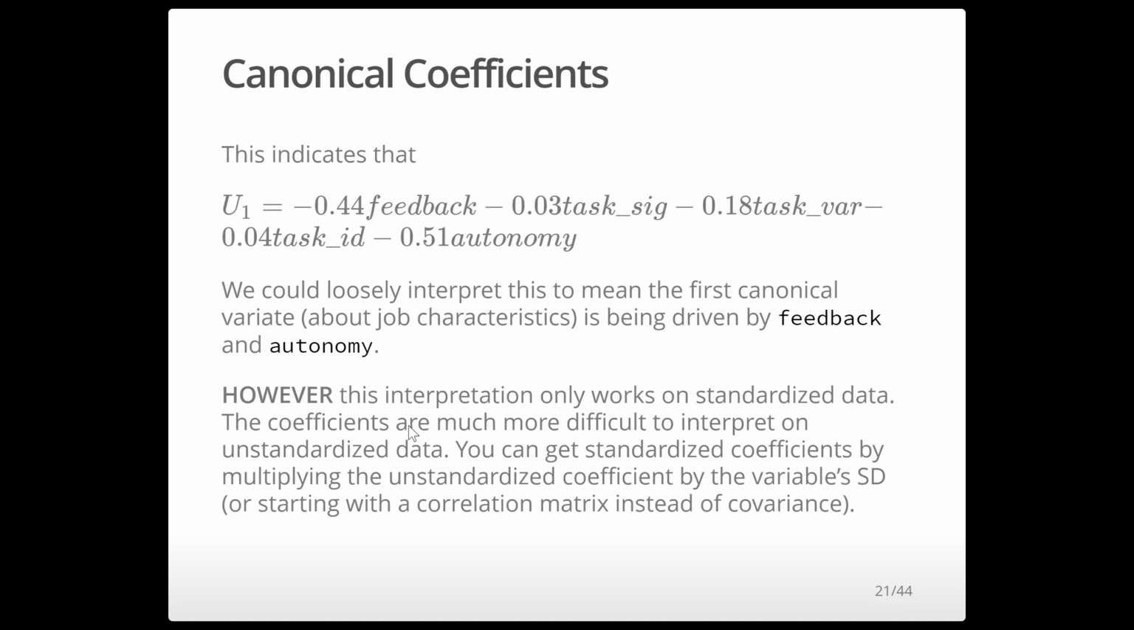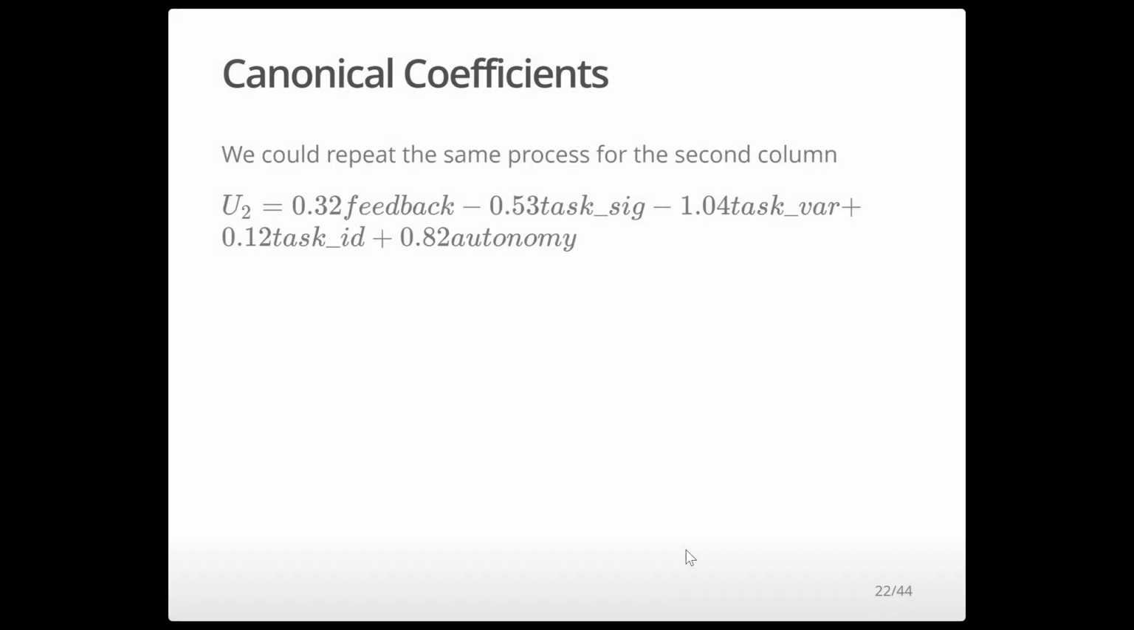You can get standardized coefficients by multiplying the unstandardized coefficient by the variable's standard deviation, or by starting with a correlation matrix instead of a covariance matrix. But because everything here is simulated from a correlation matrix, the data here is pretty much standardized already. So we can interpret these even though they're technically the unstandardized coefficients. We could do the same thing for the second column and just plug them in and multiply them by each variable to get the linear combination of variables that represents our second canonical variate.